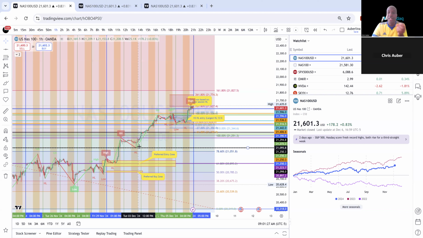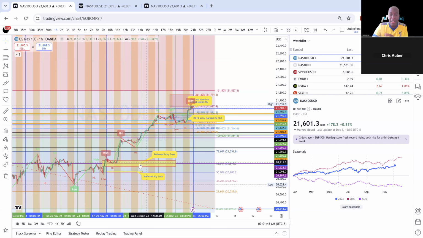Now, remember, guys, I'm not a signal service. I'm not going to be sitting down babysitting anybody to say, okay, this is where you're going to enter, this is where you're going to exit. It's about learning a strategy, and the strategy is trading the trend, moving from higher lows to higher highs.